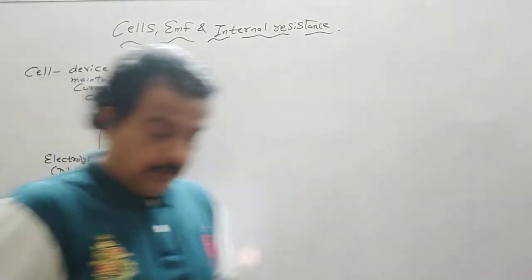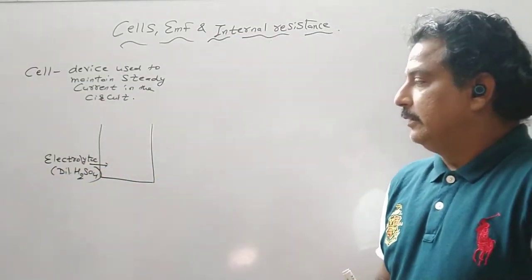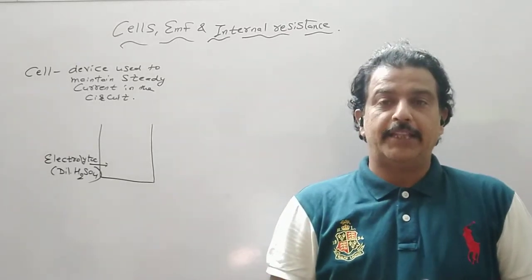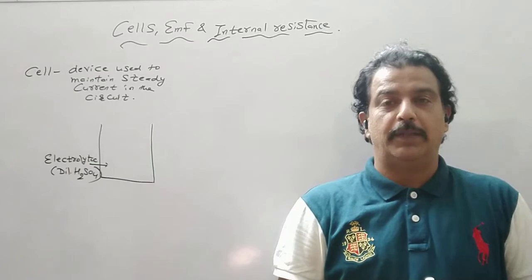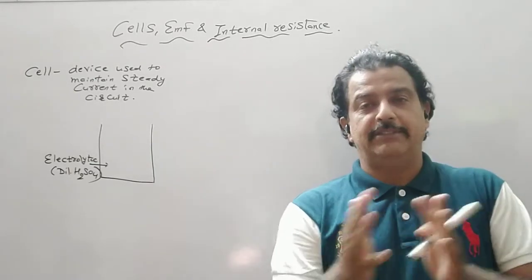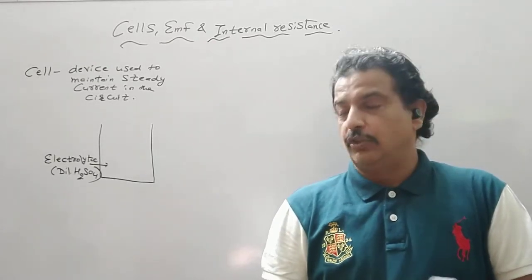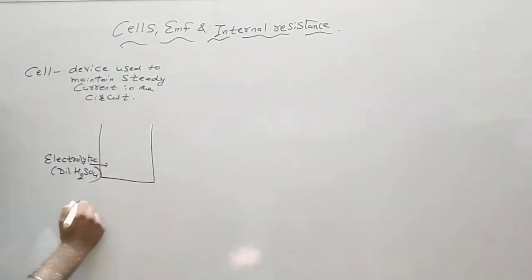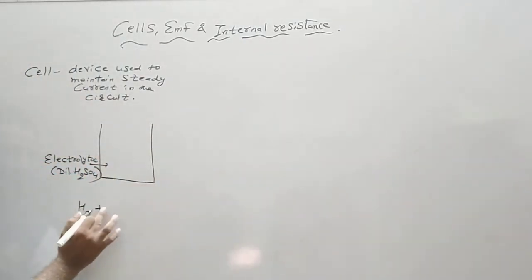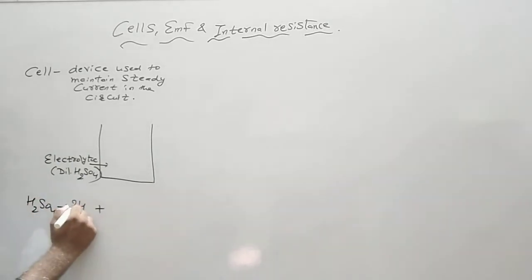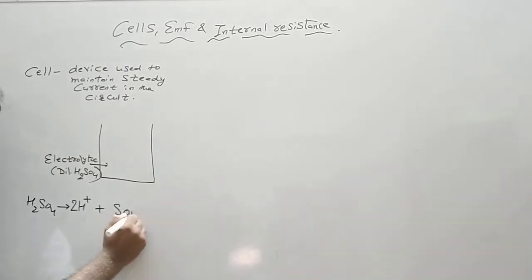So we will see that dilute sulfuric acid consists of H plus ion and SO4 minus, that is, SO4 with valency minus 2. So it consists of positive and negative ions. So for us, the sulfuric acid which a vessel consists of can be written as H2SO4 will be written as H plus ion plus SO4 minus 2 ions.